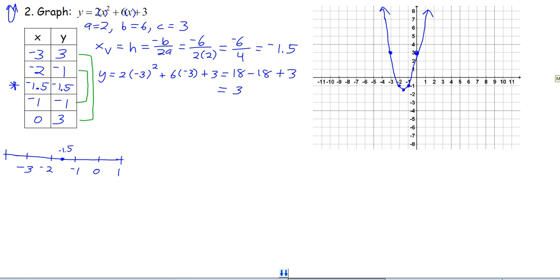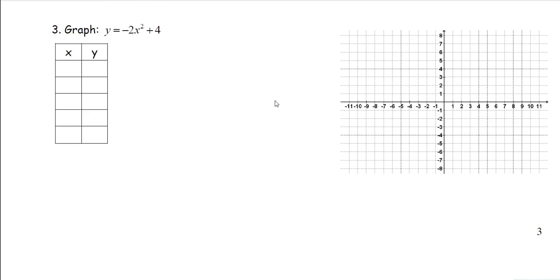Moving on to the next example. Y equals negative 2x squared plus 4. So before we begin, what shape is this going to look like? Should it be opening up or should it be opening down? If we notice here, it's all about the x squared, and in front of that is a negative. Since it's negative, I know that my graph should look like that.